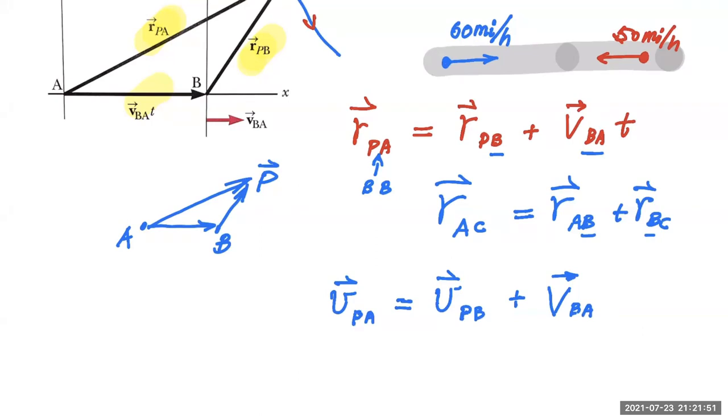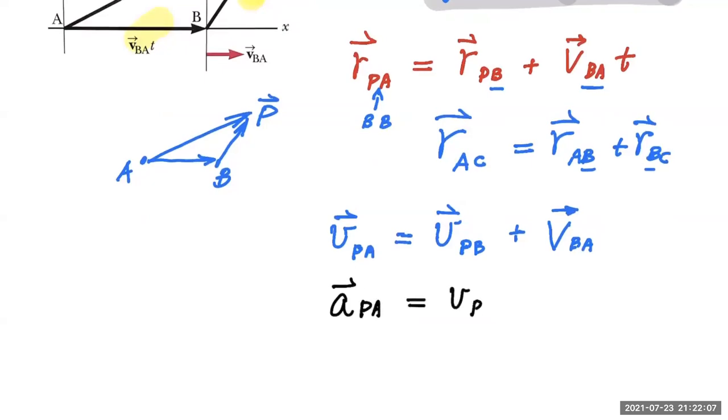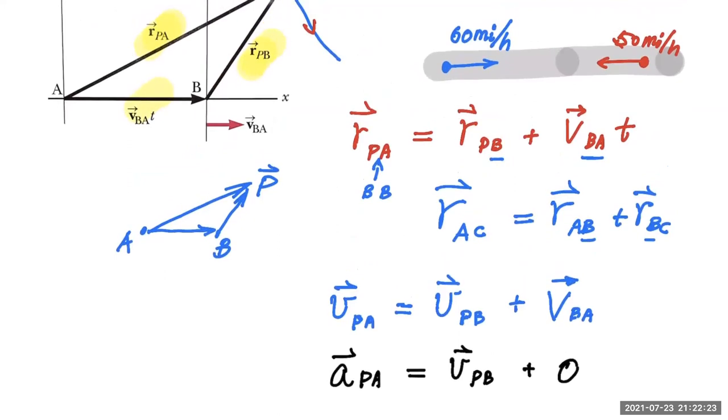I can take one more derivative to get from V to the acceleration. Now, interestingly enough, the first term becomes A of PA, the second term is A of PB, and the next term is the derivative of VBA with respect to time, and that's 0 because I'm assuming that VBA is a constant. So you can have two different reference frames, A and B.